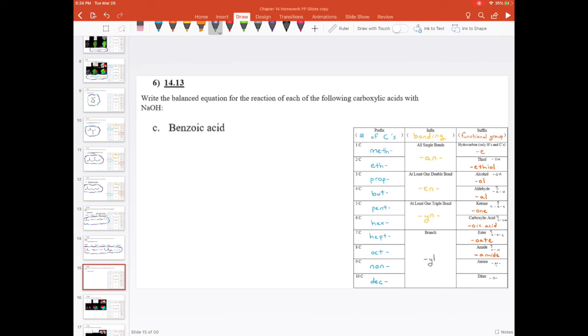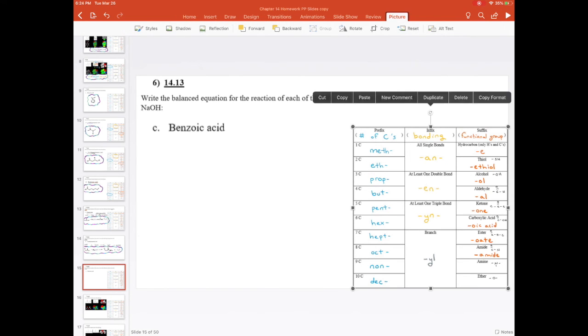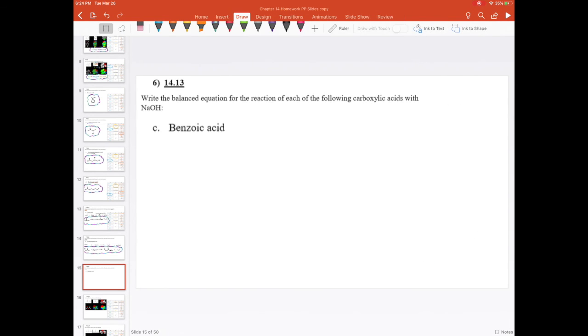How about benzoic acid? And benzoic acid is a derivative of benzene. So that name you wouldn't actually be able to get from this table over here. You would just have to have memorized benzoic acid is a benzene ring. That's a 6-membered ring with alternating double and single bonds, and then a carboxylic acid coming off of it. So that's a carbon right there where the dot is, double bonded to oxygen, single bonded to OH. That's benzoic acid.